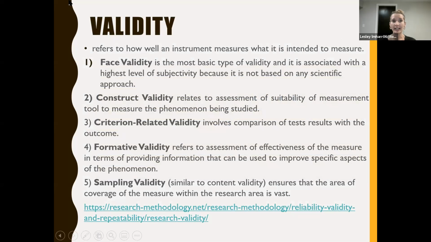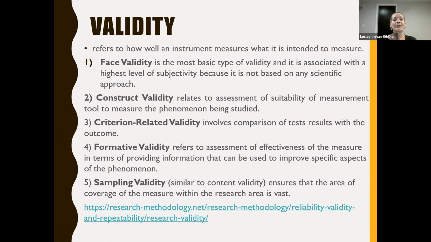Next, we're going to look at a concept known as validity. We often talk about validity and reliability together, but in fact, they are two very different concepts. Validity refers to how well an instrument measures what it is intended to measure. So a survey that is measuring stigma should not really be measuring stress, for example, so that the instrument is designed to measure exactly what it is supposed to measure.